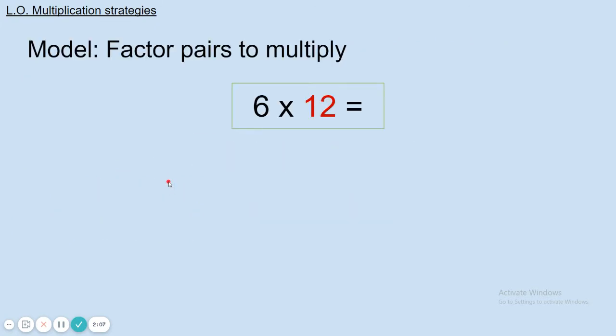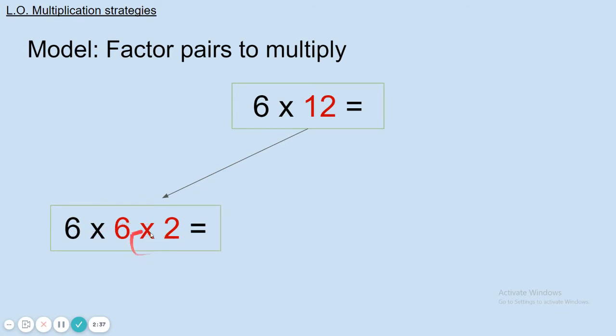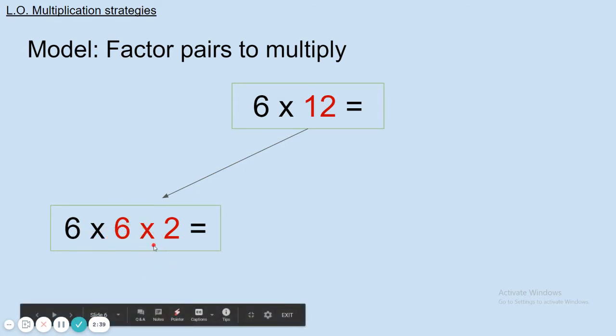So factor pairs to help you multiply. You might be faced with 6 times 12 or 12 lots of 6. You might be thinking, don't know what you're on about, Mr. Dooley. But if you think about that big number, 12, and think about the factor pairs that go in it. Now, we just looked at that at the start of the lesson. 12 is made of 1 and 12, and 2 and 6, and 3 and 4. So if you then look at it like this, 6 times 12, because we know that makes 12. So you can then do some of these and work these out a lot more easily.